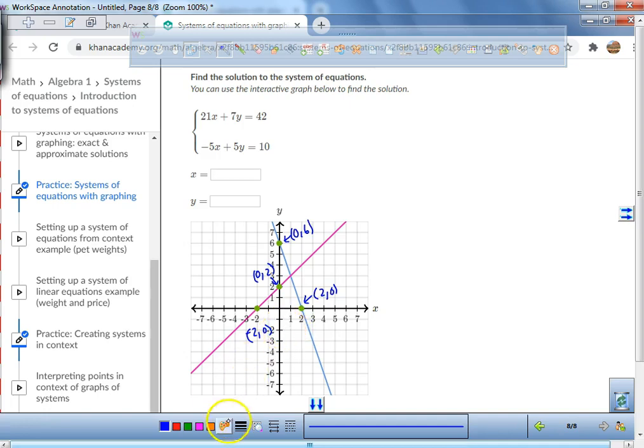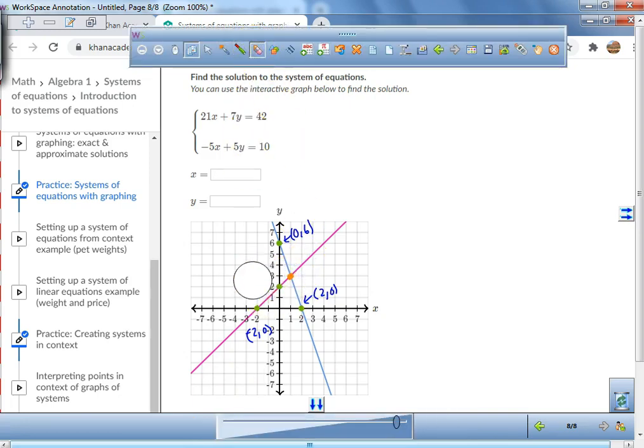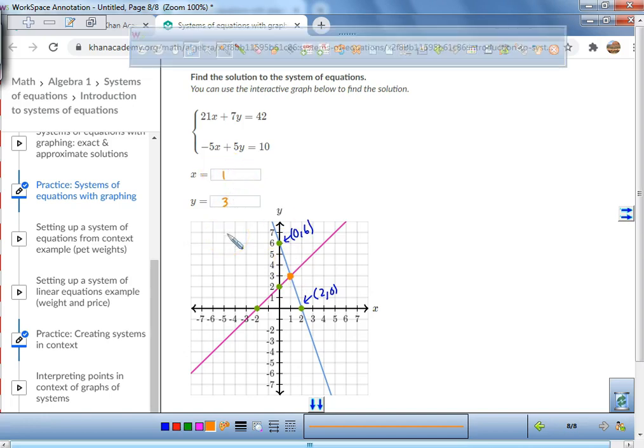Okay? Now, what's our solution, everybody? Our solution is right there. So I'm going to erase some stuff real quick, so you can see it. All right? So what's my solution? What would you guys say? What's that ordered pair? Yeah, so I'm going to put a 1 there. I'm going to put a 3 there. That's what I'm going to write into the Khan Academy.